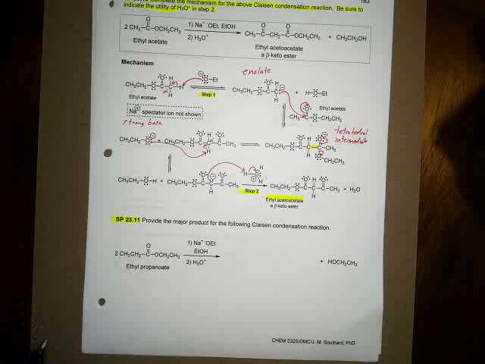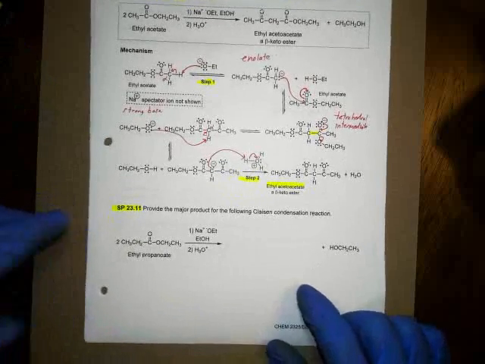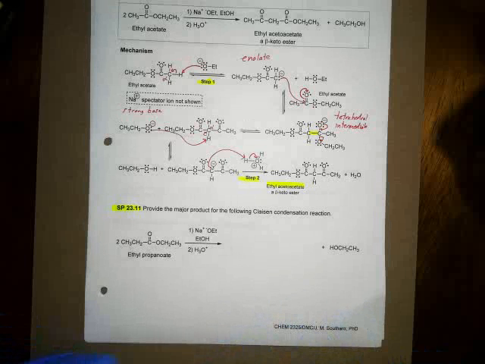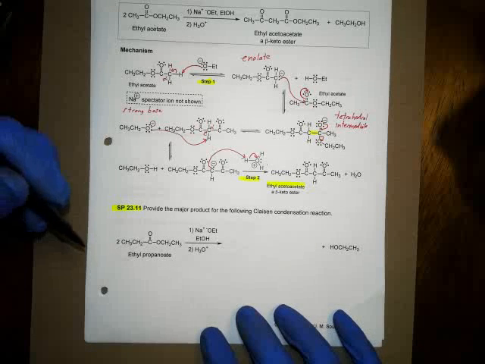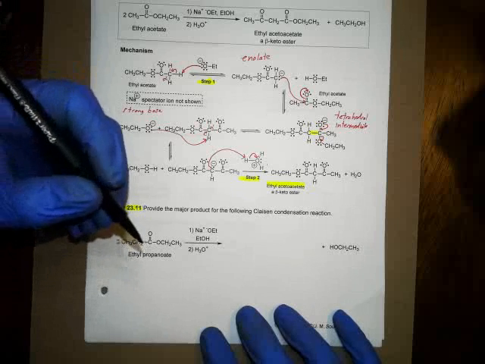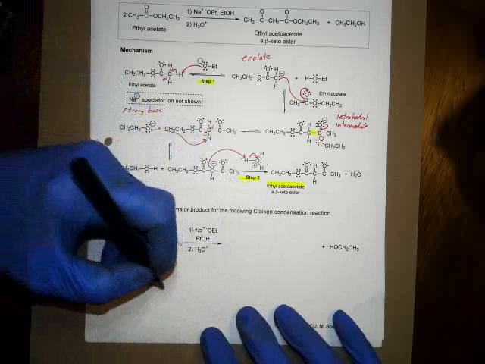So here it says provide the major product of the following Claisen condensation reaction. I think we can do that. Let me work through that kind of like I did on page 182. What I did there was the following. I'm going to use this space below to work it out that way.